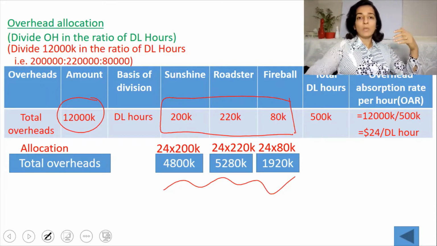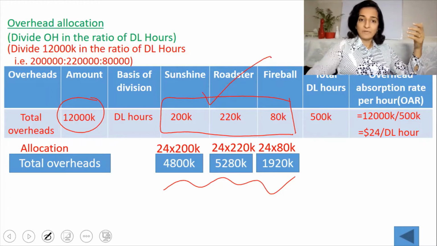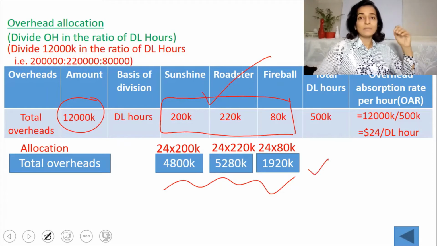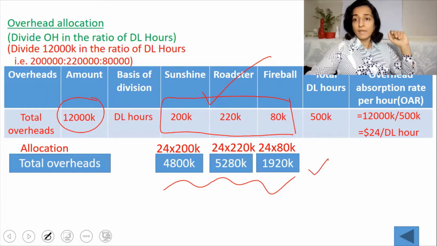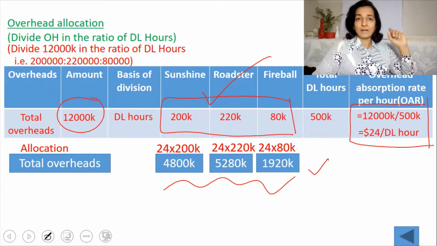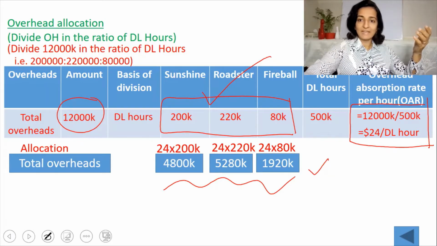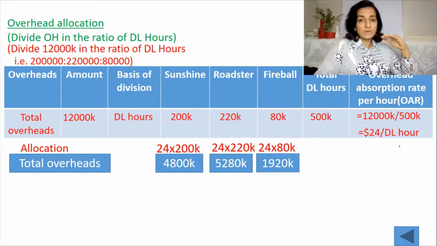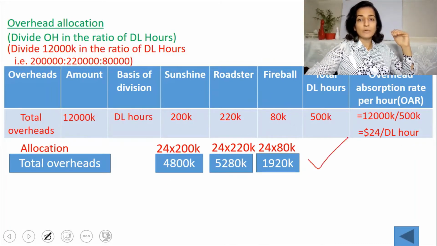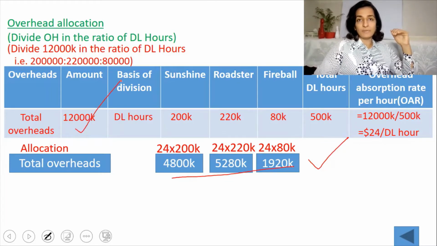Now you might wonder, why can't I simplify this ratio? Yes, you can definitely simplify. You will get the very same answer. But the problem is, if you simplify, you will not be able to arrive at this figure, that is the overhead absorption rate per direct labor hour. This is a step which carries marks. That is why I am not simplifying. Else you could simplify it and directly come to this step. So now we have arrived at the total overheads. Please check whether the total of all these three amounts to $12 million.